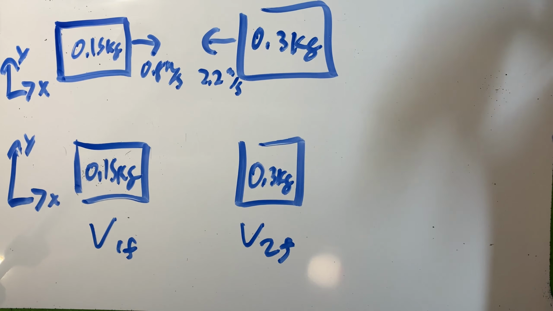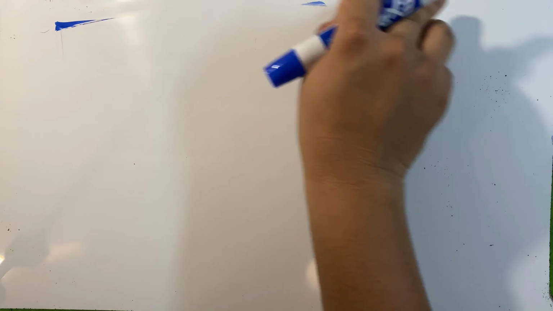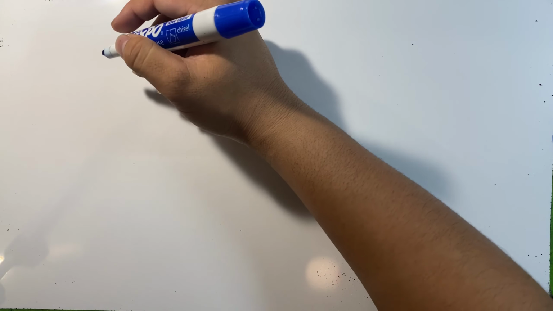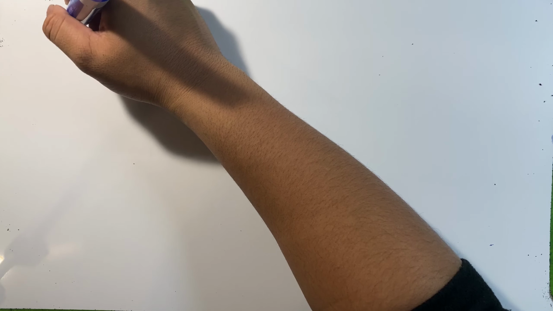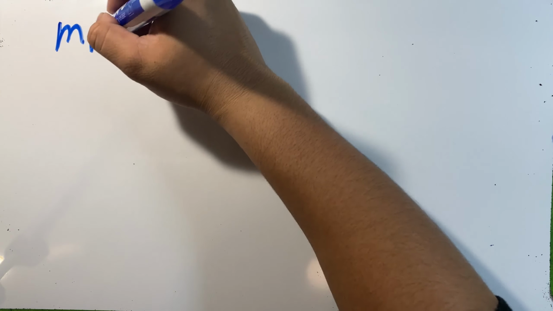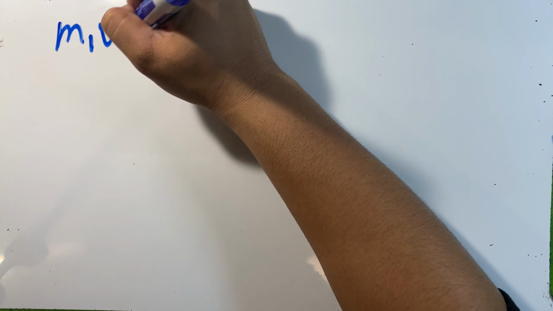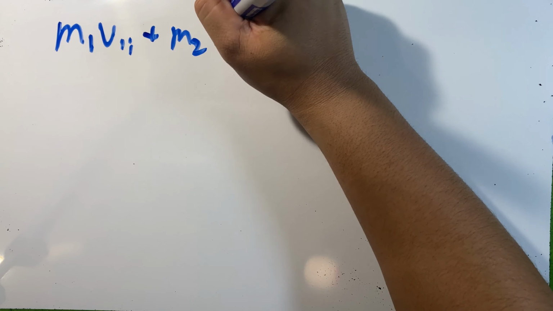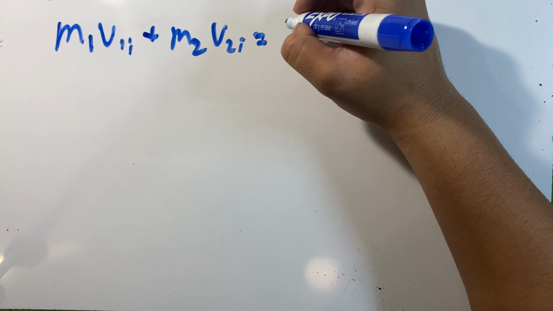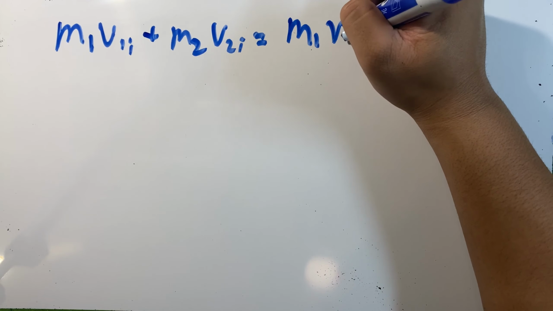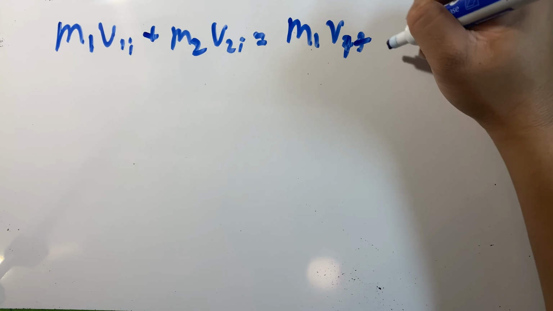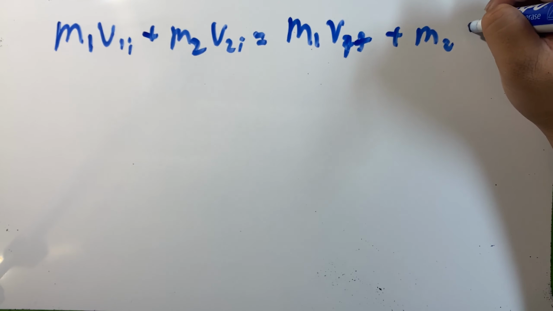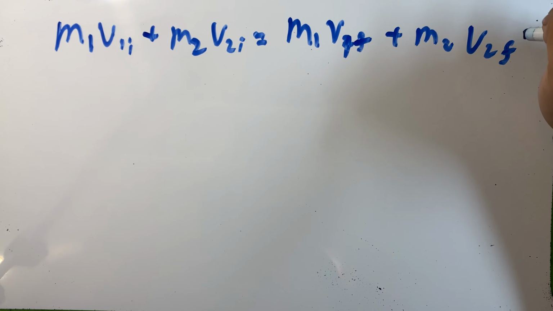Well, the first thing we can do is use conservation of momentum. So I'm going to erase all that because we're going to need it. So essentially, let's get to work. It's going to be m1 v1 initial plus m2 v2 initial is equal to m1 v1 final plus m2 v2 final.